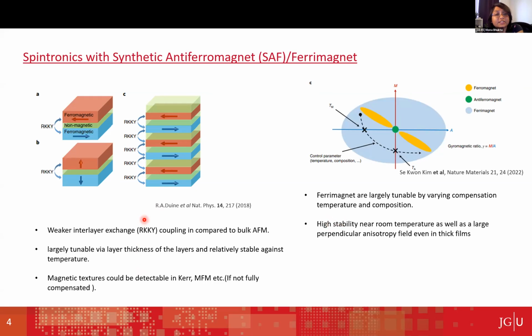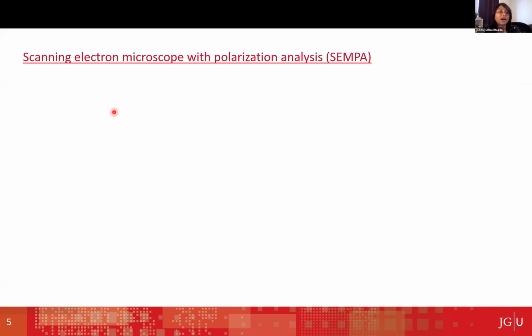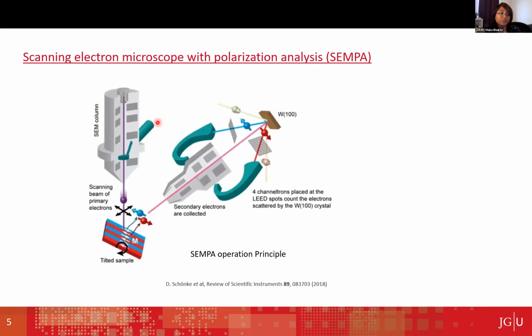The question arises, okay, it's cool, but if we have a fully compensated synthetic antiferromagnet, how can we image it? Here, one of the possible solutions to image the fully compensated synthetic antiferromagnet is SEMPA. I would like to introduce our scanning electron microscope with polarization analysis, SEMPA. SEMPA can be used to visualize in-plane ferromagnetic domains in-house. It is basically a scanning electron microscope with an additional spin detector.